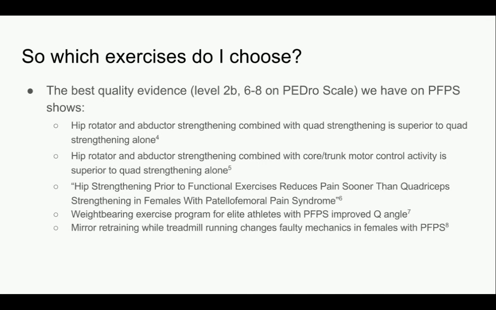Also, they looked at Q angle in elite athletes, and they found just specific weight-bearing exercises. They went into a little more detail, but your basic quad, hamstring, and then also pulling in the hip strengthening activities did help to actually improve the Q angle itself. And then also looking at some feedback mechanisms and mirror retraining when you're treadmill running with these patients, especially patients with faulty mechanics leading to PFPS, that it does seem to really help.